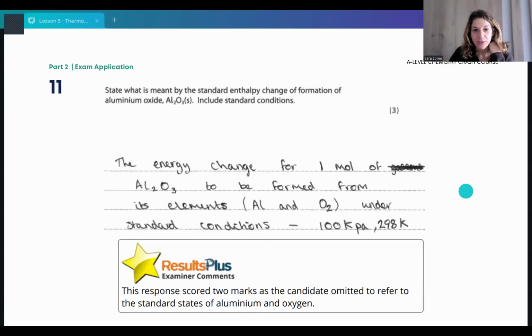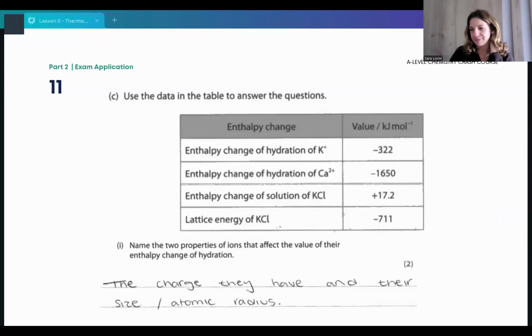I would say 2 out of the 3 because they didn't refer to the elements in their standard states. So you see how easy it is to lose marks in such definitions. So it's extremely important that you notice every little aspect of the definition. Okay, good, guys. Let's go with the next one.